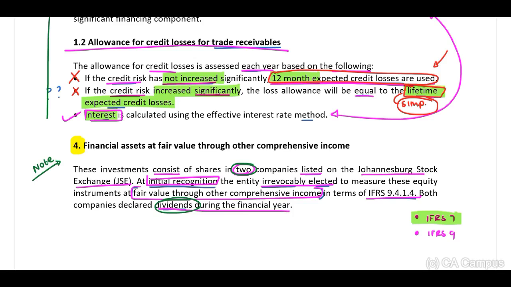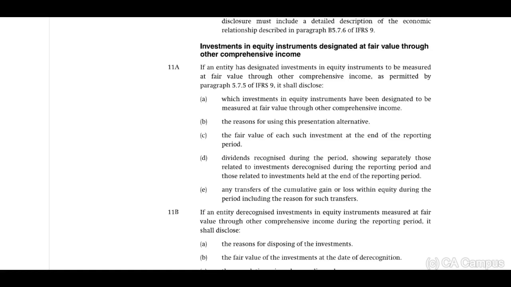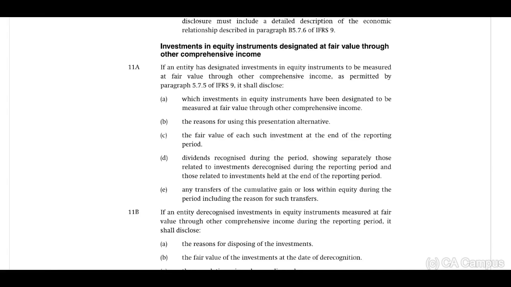Therefore, we will open our IFRS 7 contents page, already flagged. And this is a note included in our statement of financial position. Therefore, I will identify statement of financial position, paragraph 8. Right, I'm going to open paragraph 8. And then I am going to scan through paragraph 8 and identify all of the different headings. Investments in equity instruments designated at fair value through OCI.